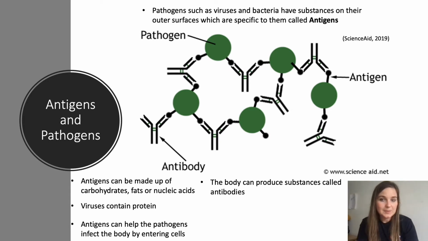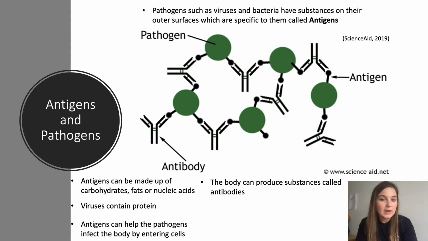If pathogens such as bacteria and viruses manage to invade the non-specific immune responses, they will come up against our third line of defence, the specific immune system response. This is the body's response to specific pathogens. Pathogens have substances on their outer surfaces which are specific to them. They're called antigens and they can help the pathogen infect the body by entering the cells. The body can produce substances called antibodies which then join to each specific antigen on the pathogen.